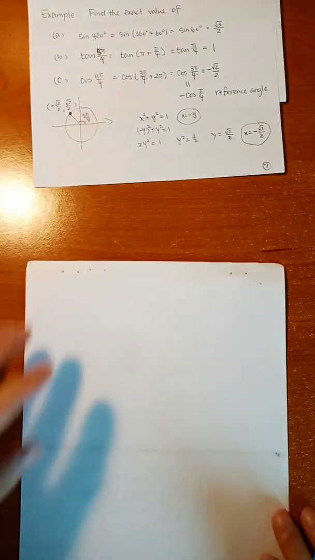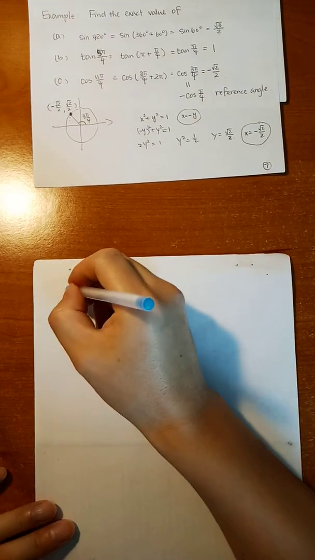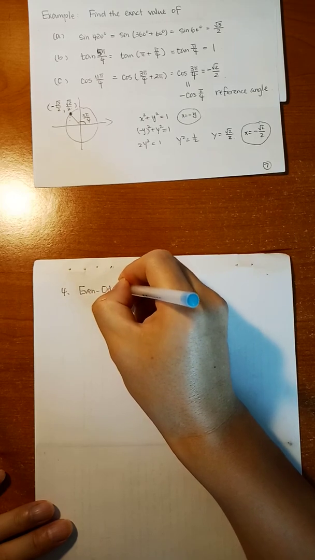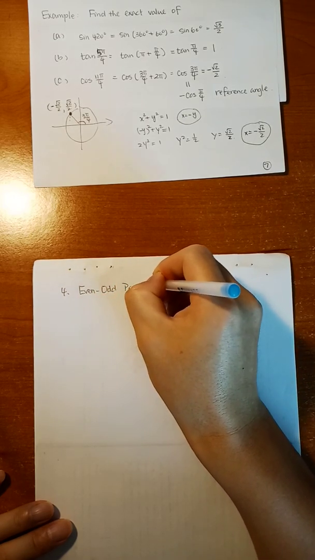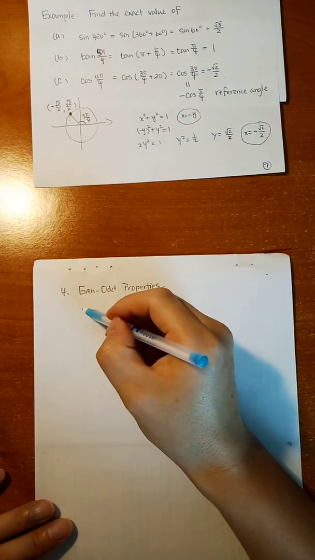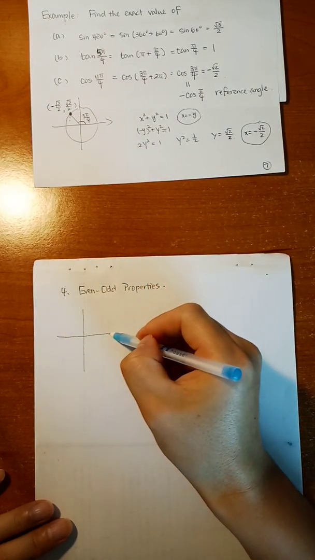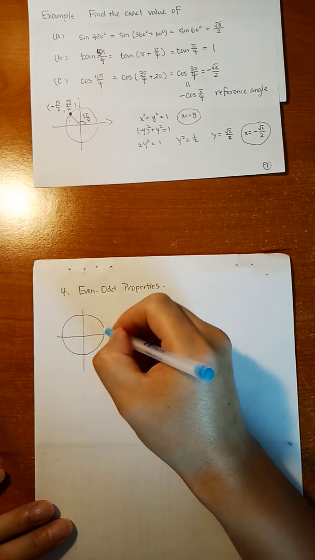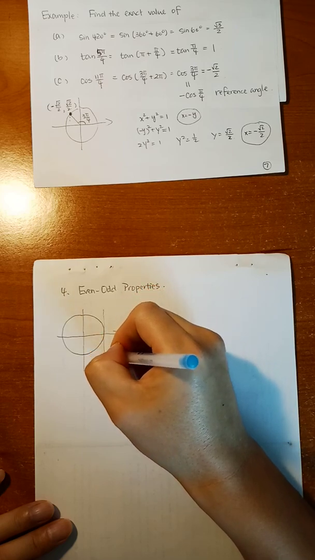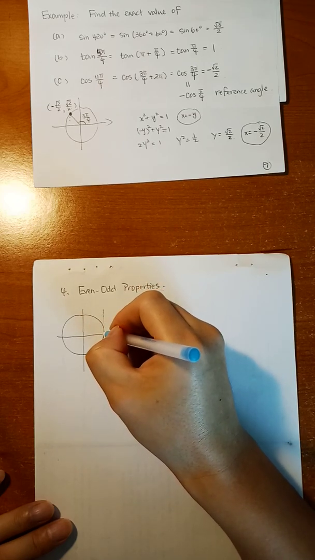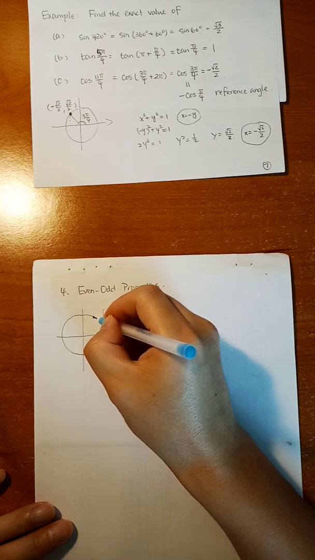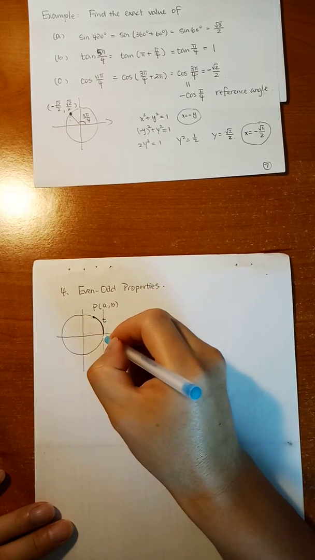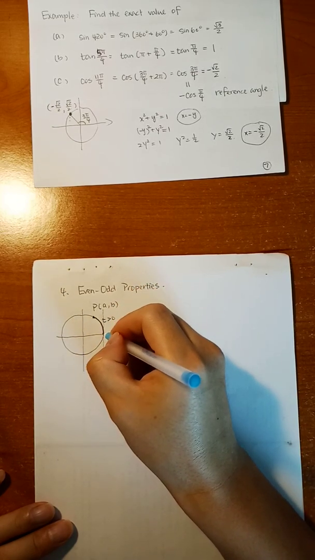Next, let's see the even-odd property. This is also a very, very important topic. Remember that we have the real number t. We have a positive real number t, we go counterclockwise. We have P, a, b, this is positive t. If we have a negative t, we will go clockwise.